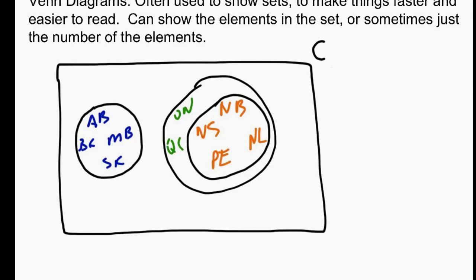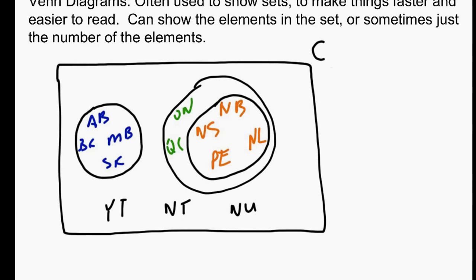So what we do, Mrs. Barker, with the territories is we just show them on the outside of the circle. So Yukon, Northwest Territories, and Nunavut. So that would be a good way to show all of the data that we did with all the curly brackets, to put that inside a Venn diagram.